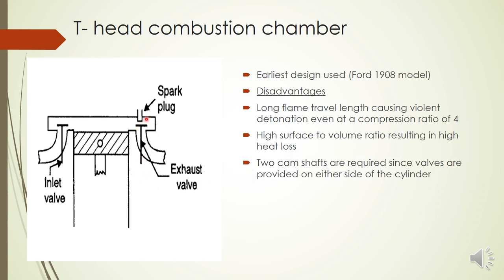we know that the opening and closing of these valves are done by the camshaft and cam. The action of the cam and camshaft is opening and closing these valves. So in the T-type combustion chamber, we require two camshafts because each of these valves is on a different side of the cylinder. On the left side, we can see the inlet valve is on this side, while the exhaust valve is on the other side. So a minimum of two camshafts is required. So it is a complication in valve controlling. We require a minimum of two camshafts.